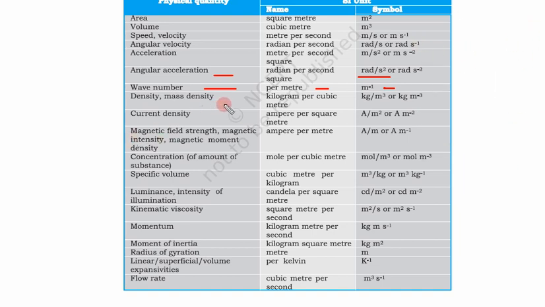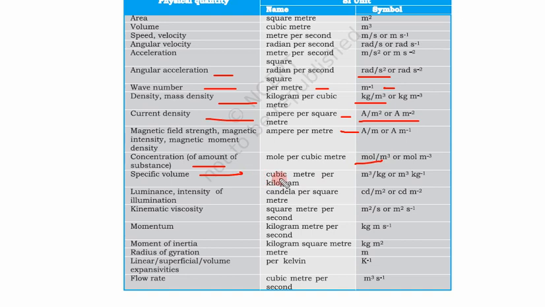Other derived units: density. What is the unit? Kilogram per meter cubed, because density is mass upon volume. So kilogram per meter cube is also a derived unit. Current density is ampere divided by meter square. Magnetic field strength has the unit ampere per meter, because ampere is a basic unit divided by meter. Concentration is given in mole per cubic meter, so mole divided by cubic meter. Mole is also a basic quantity.